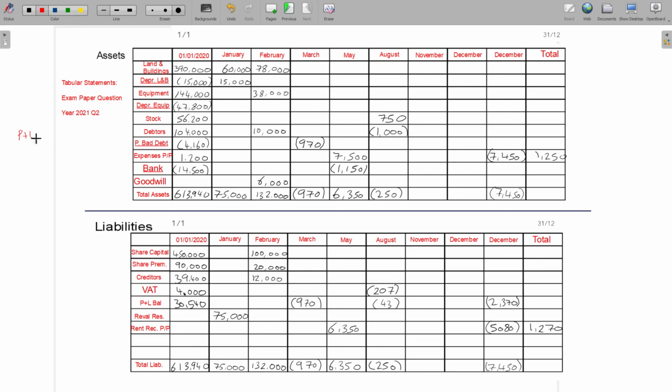So we have our P&L extract. So what's happening? Our closing stock is going up. So that would be cost of goods sold. So closing stock will increase my P&L.